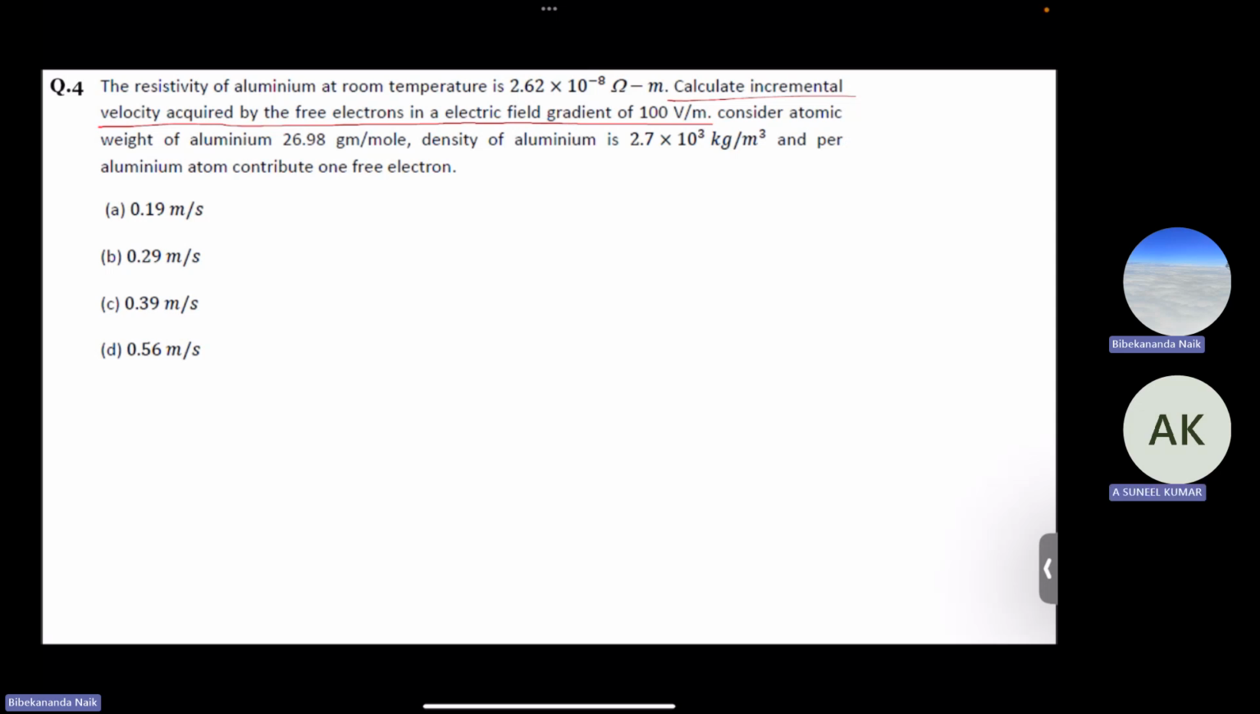But here, in the presence of an electric field, it is drift velocity, sir. Yes. So here in the question we need to calculate the drift velocity of electron. Basically, the incremental velocity acquired by the free electron in an electric field gradient is the drift velocity of electron. This is the value of the electric field, which is given to us. In the first question we discussed the formulas for how to calculate the drift velocity. You can put those formulas and tell me the value of the drift velocity of the electron when it is placed in an electric field gradient of 100 volt per meter.